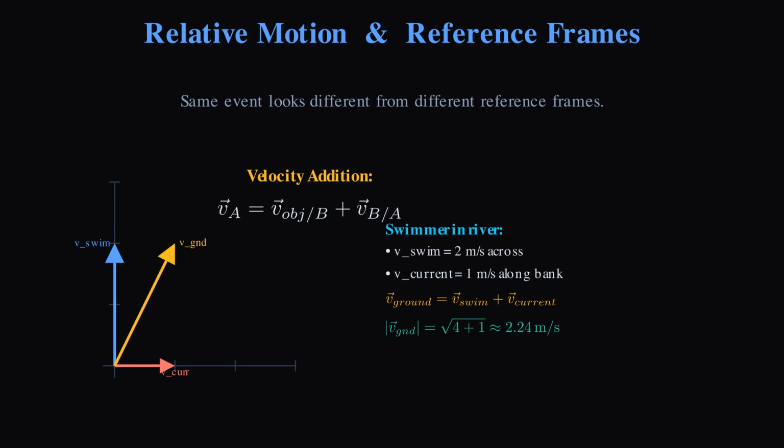If the swimmer wants to land directly opposite, they must angle their swimming direction upstream, offsetting the current. The angle upstream: sine alpha equals v_r divided by v_s, where alpha is the angle from the straight across direction. For these numbers, alpha equals the arc cosine of 1/2 equals 60 degrees. The swimmer aims 60 degrees upstream.